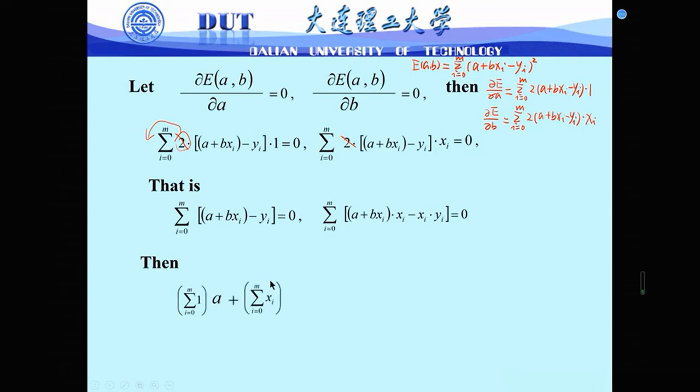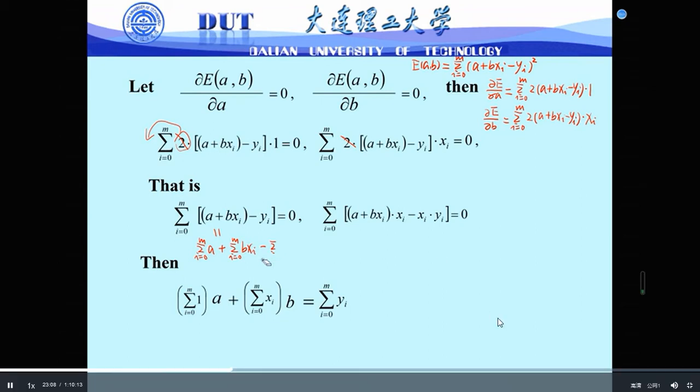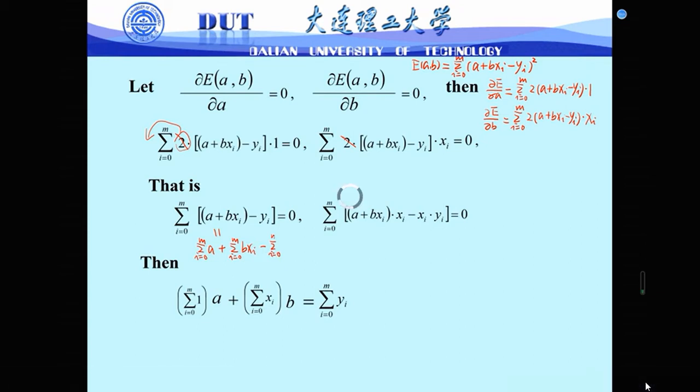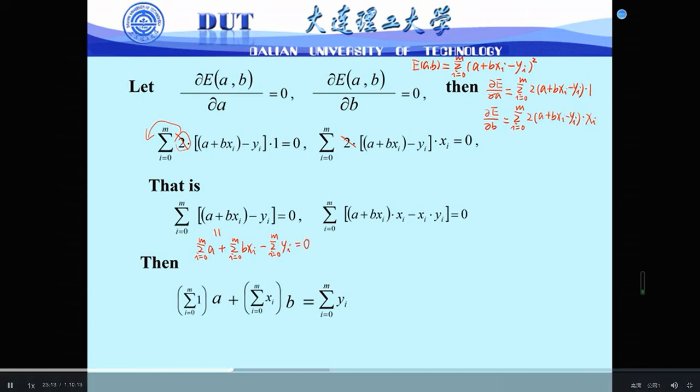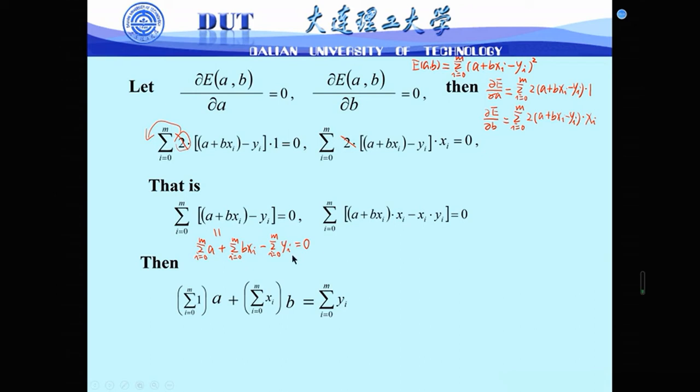Or we can write it as a linear system like this. Now you see, for the first equation, the two unknowns are a and b. So we can separate it into three terms: sigma i from 0 to M of a, plus sigma i from 0 to M of b xi, minus sigma i from 0 to M of yi, equal to 0. Three terms, three summations.